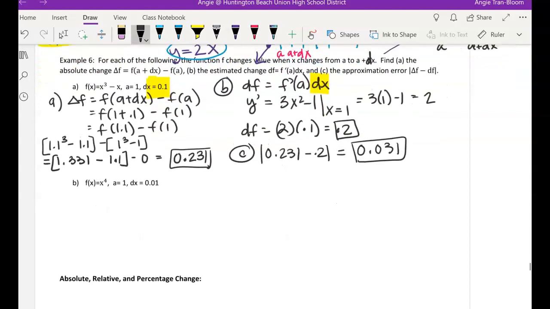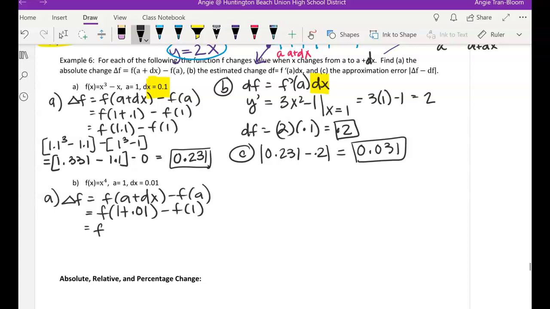Okay, let's try this one. Is this one going to give us a bigger error or a smaller error? So again, same thing. We want to find the actual change first, which is y of 2 minus y of 1, or y of x2 minus y of x1. Okay, for this one, f of a is 1 plus 0.01 minus f of 1. Let's plug it in. Well, let's simplify that. f of 1.01 minus f of 1.